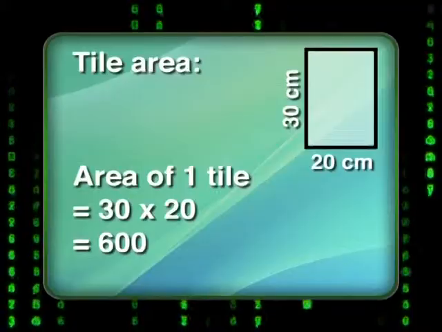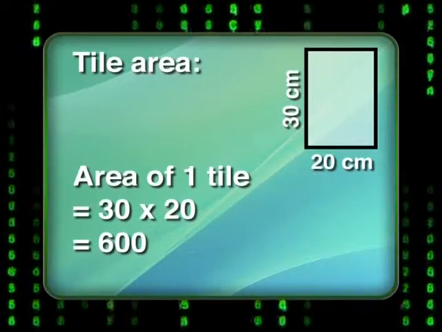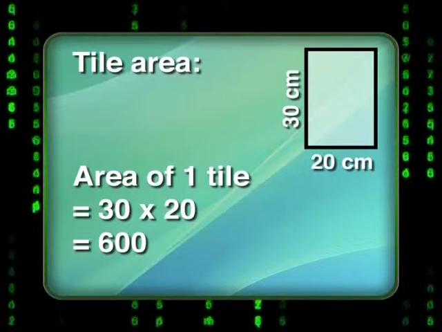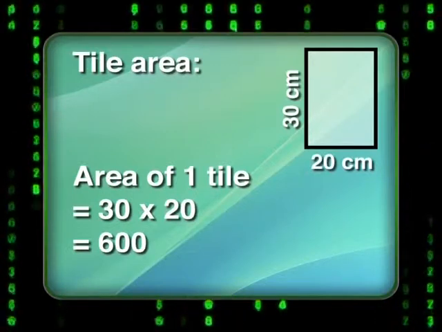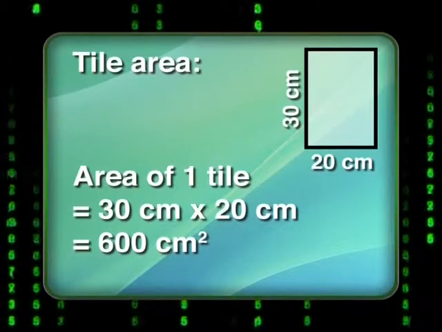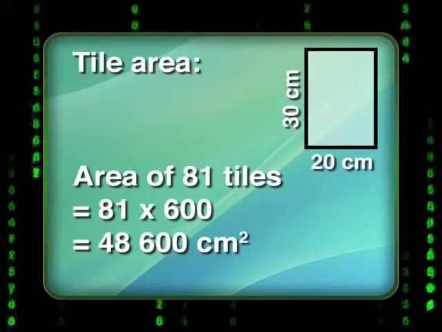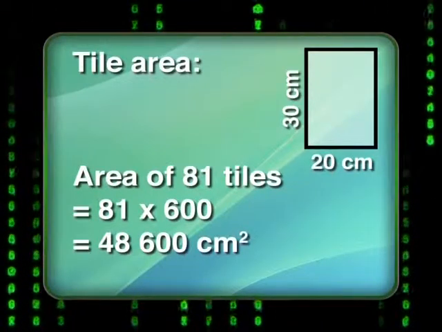How does that compare with the area of tiles that Lebo plans to buy? He wanted to buy 81 tiles. Each tile is 30 centimeters long and 20 centimeters wide. So the area of each tile is 30 times 20, which is 600. What unit is this 600 measured in? It will be measured in centimeters times centimeters, which is square centimeters. Now we have the area of one tile. There are 81 of these tiles, so we can multiply by 81. 81 times 600 equals 48,600, and this is still in square centimeters.